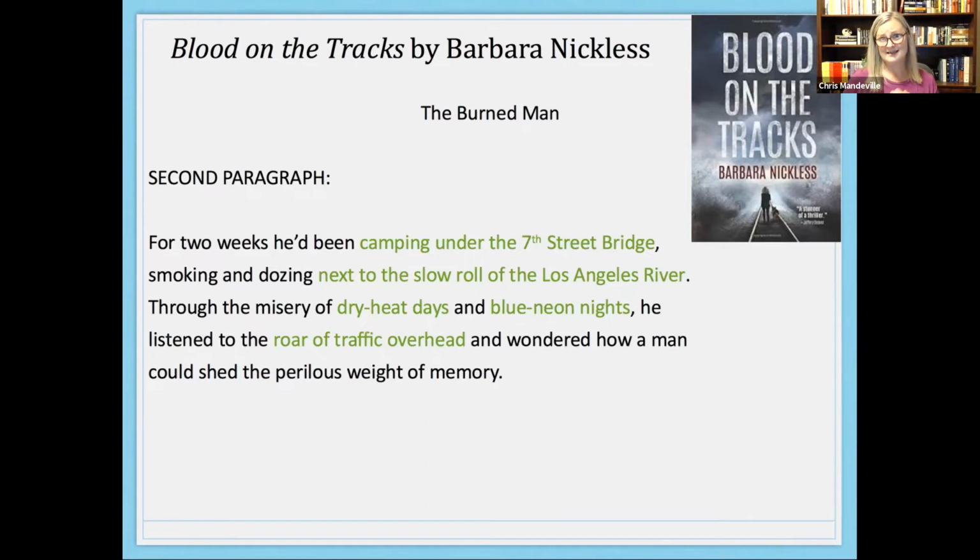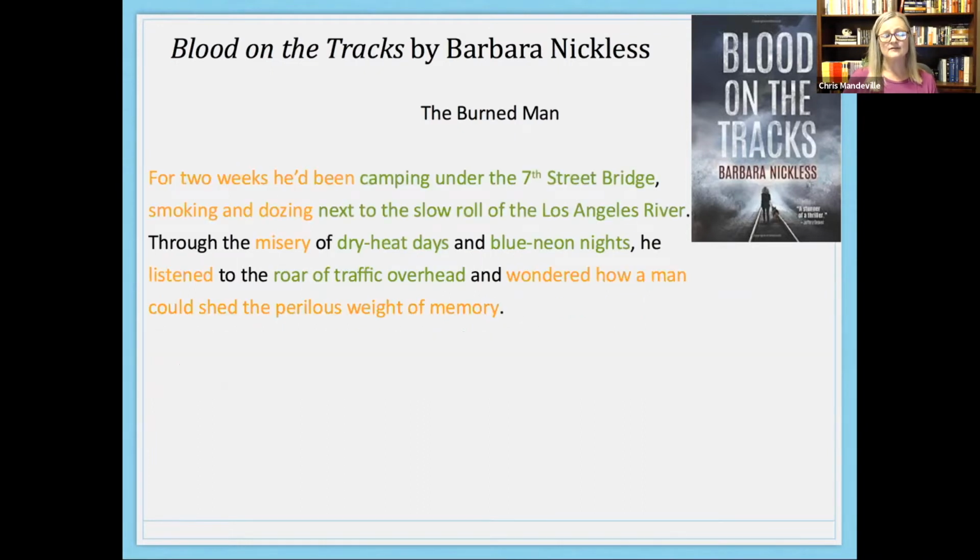Well, I think it's because of the parts that are highlighted in orange, the parts that relate to the character and how the character relates to the setting. So I'll read it to you with the highlights so that you can see what I'm talking about. For 2 weeks, he'd been camping under the 7th Street Bridge. That tells you about the character in relation to the setting. He'd been smoking and dozing next to the slow roll of the Los Angeles River.